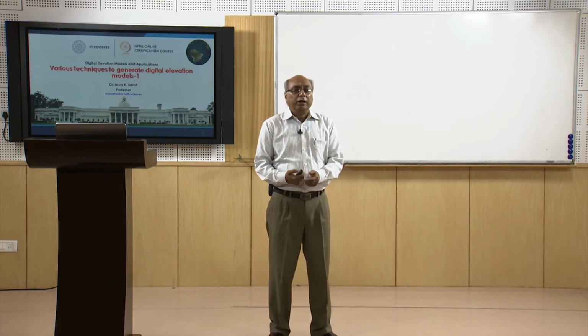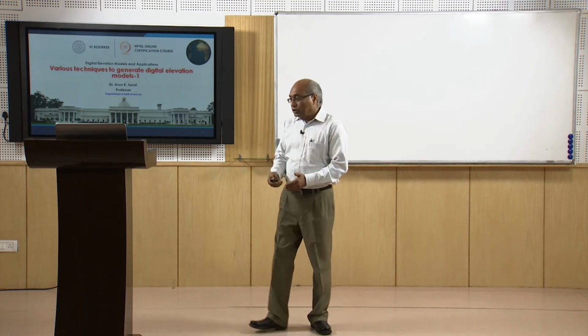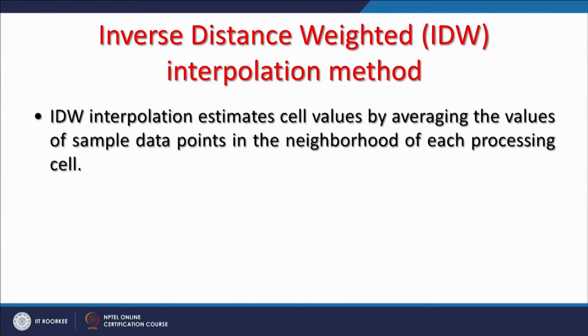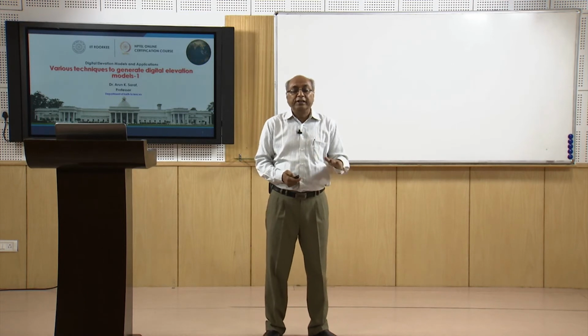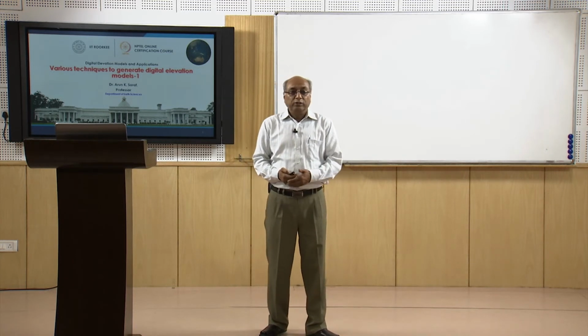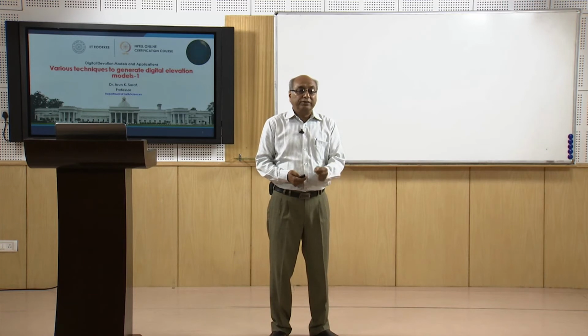weighted, IDW. It has been implemented in many GIS software, which estimates the cell value by averaging the values of sample data points in a neighborhood of each processing cell. Now, this neighborhood can be decided either using a search radius or a number of points in the vicinity. The closer a point is to the center of the cell being estimated, the more influence or weight it will have in the averaging process. That is why it is called inverse distance weighted.